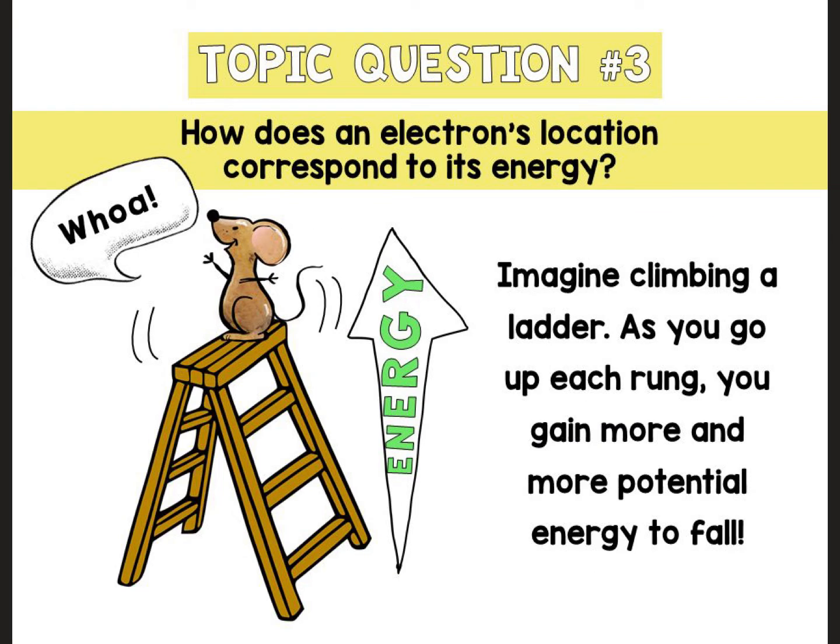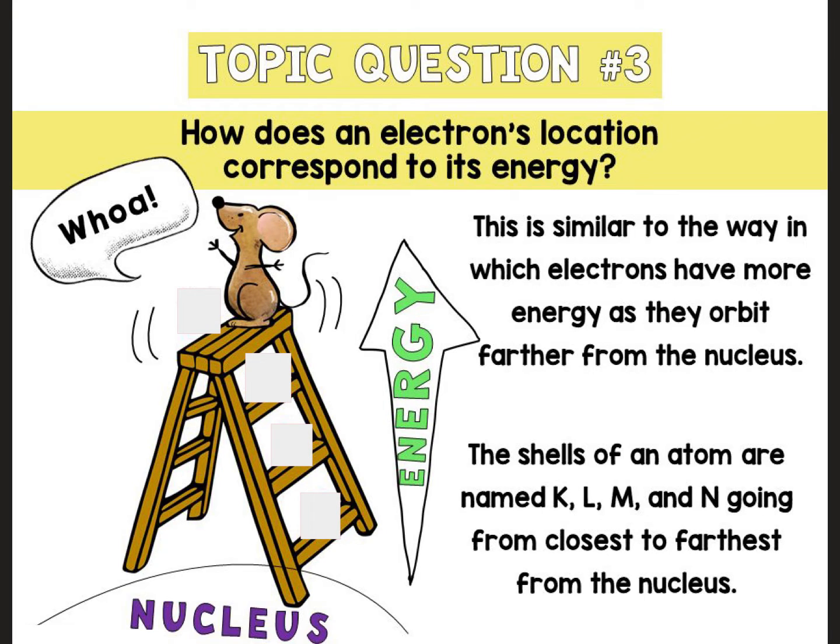So, how does an electron's location correspond to its energy? Well, imagine climbing up a ladder. As you go up each rung, you gain more and more potential energy to fall back down to the earth. This is similar to the way electrons have more energy as they orbit further from the nucleus. So, the nucleus is like the earth, and the electrons are like you climbing up the ladder. The rungs of the ladder are the energy levels.